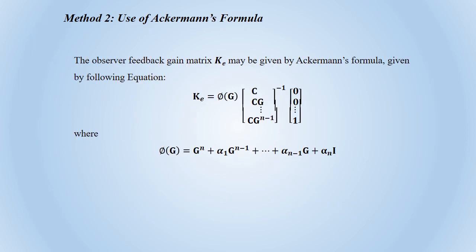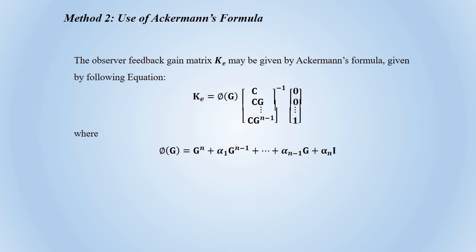Second method is by using Ackermann's formula. The Ackermann's formula for observer gain feedback is given here. Ke is equal to phi of G times the inverse of [C; CG; up to CG to the power n minus 1], multiplied by the column vector [0, 0, 0, up to 1], n times, and phi of G is nothing but G to the power n plus alpha 1 G to the power n minus 1 plus up to alpha n minus 1 G plus alpha n I.